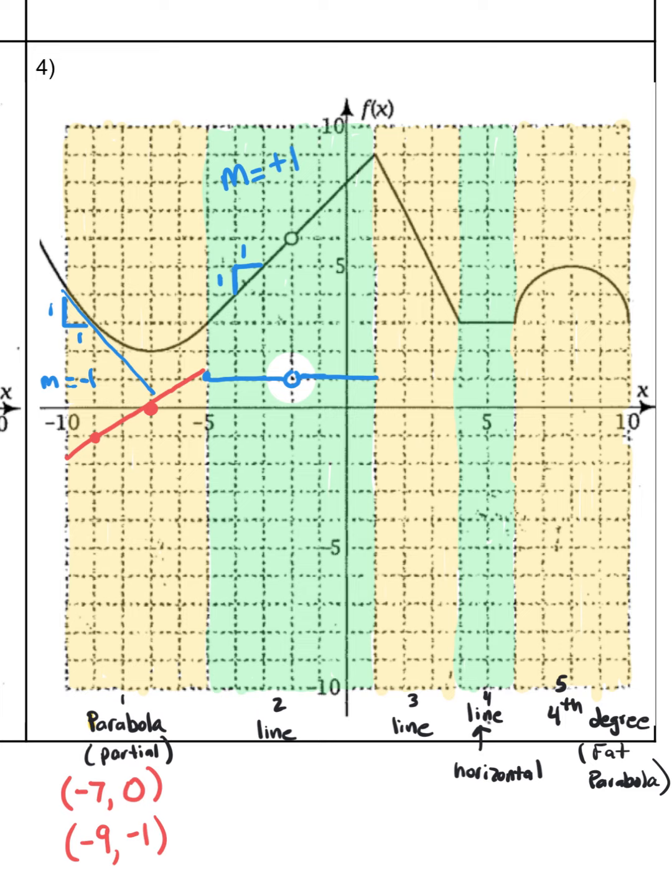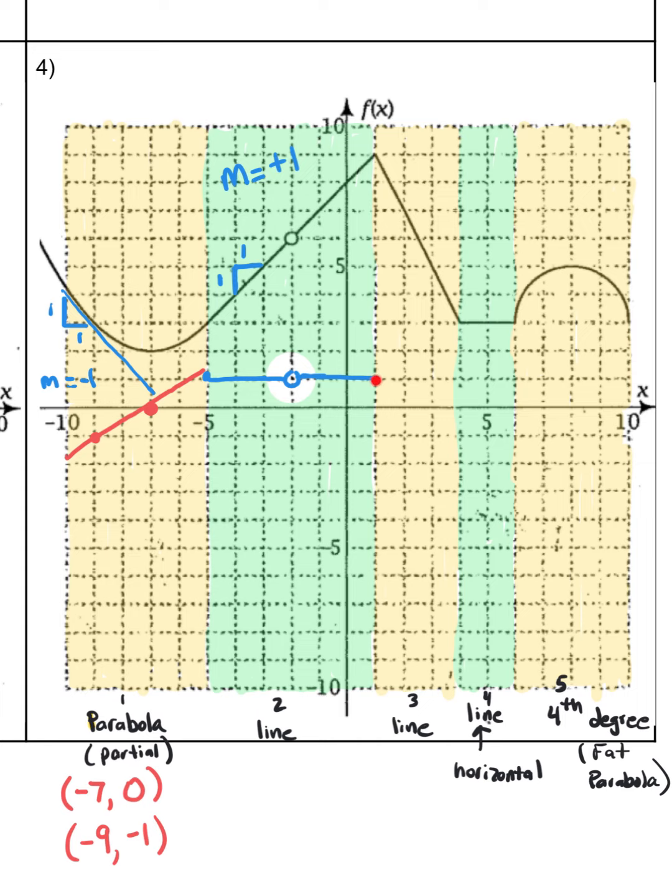Okay, let's go to section number 3. Now, before we move on, let's talk about this cusp. I can't take the derivative at a cusp. So all along this vertical line where the x value is 1, I can't have any y values on the graph of my derivative.